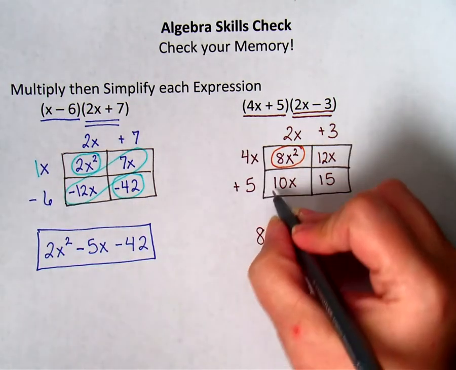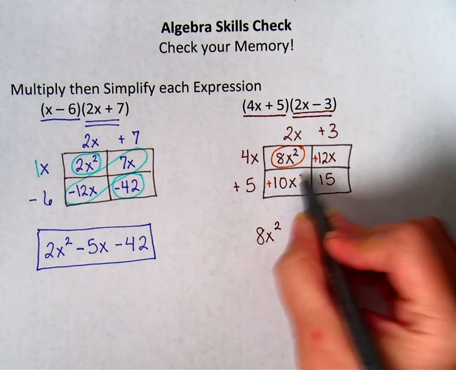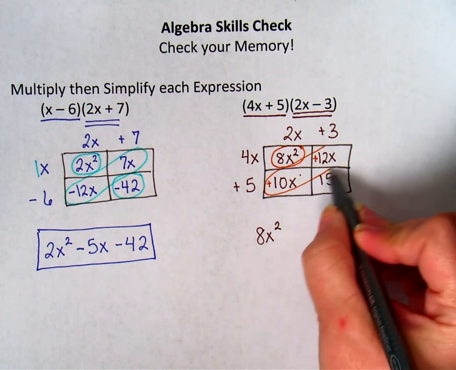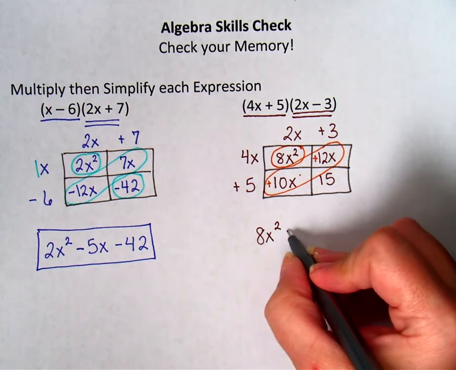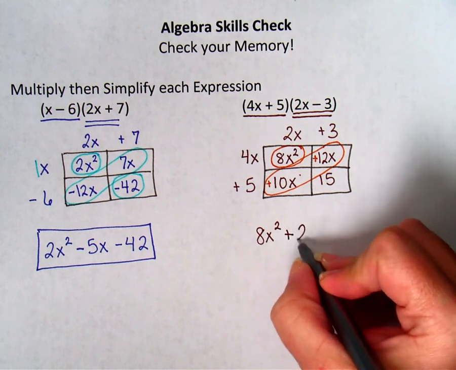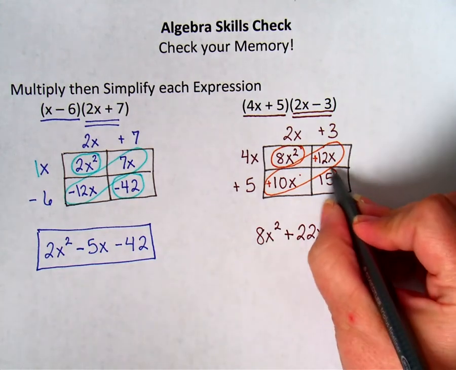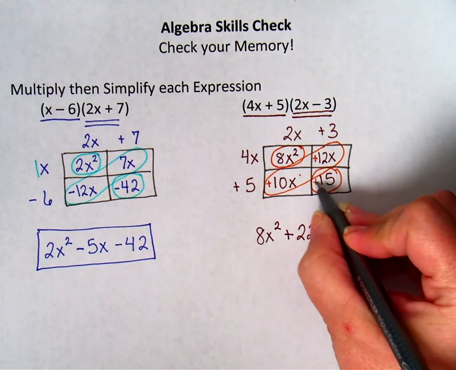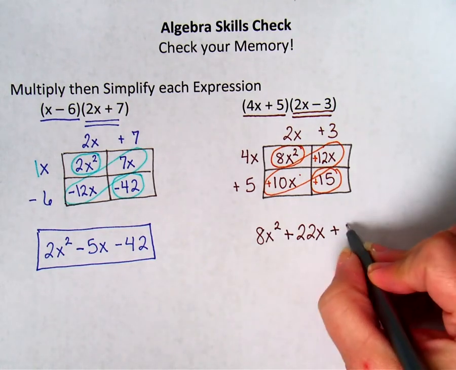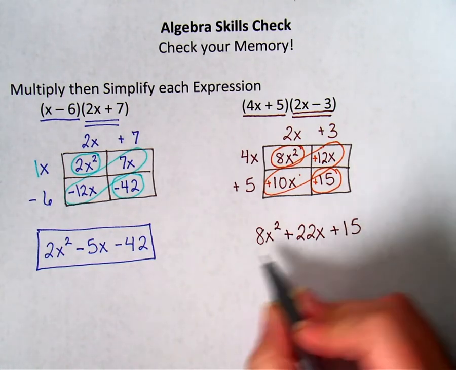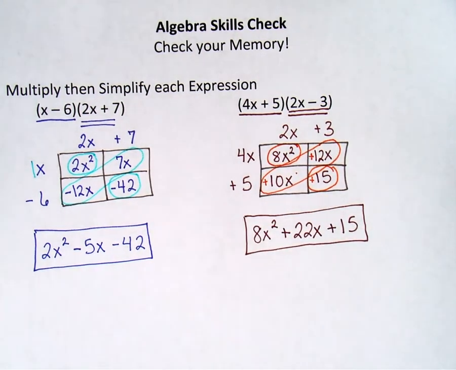Okay, and then I didn't write it when it was positive, but sometimes it's easier because you need to remember that you're adding them together. When I put these plain x's together, a positive 10x plus 12x is a positive 22x. And then I have this positive 15. I didn't put a plus sign, but it really is there, and you need to remember that it's there so you don't just put a 15 without the plus sign. So 8x squared plus 22x plus 15.